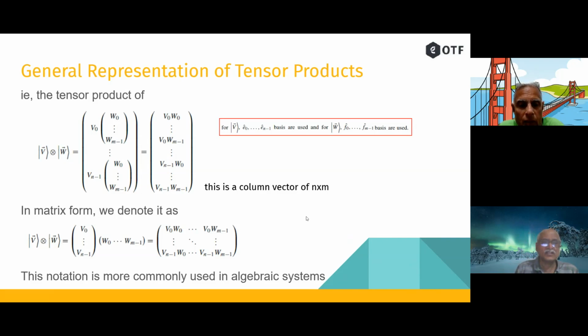So this sort of representation, the matrix representation, normally we don't use it in quantum computation. It is good once again for generalization of this entire theoretical concept, and it is normally used in algebraic systems. Okay, so with that small caveat, let us move a little forward.